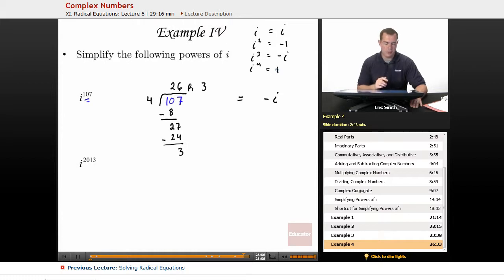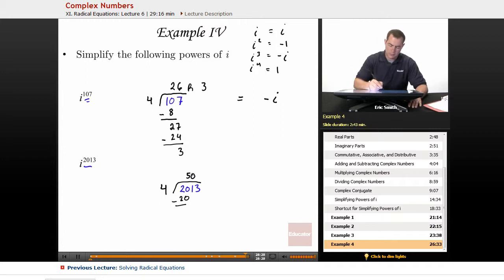Alright, so on to the next one. i to the 2013, something very large. We will grab the exponent, and we will divide it by 4. Okay, so 4 goes into 20, 5 times, and I get 20 exactly.